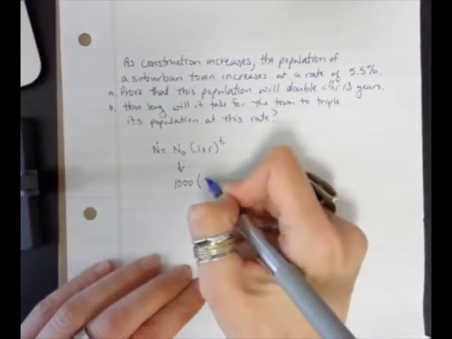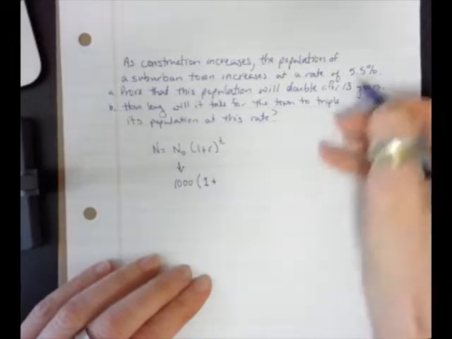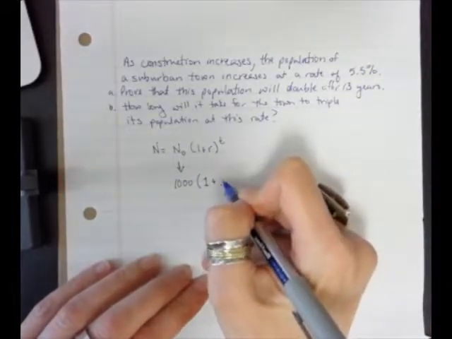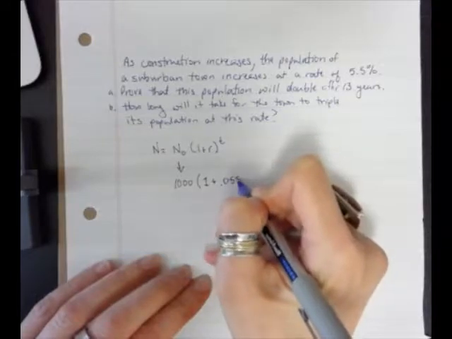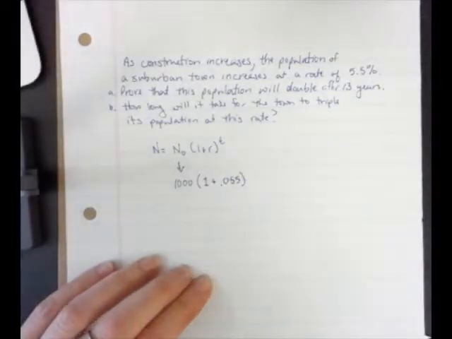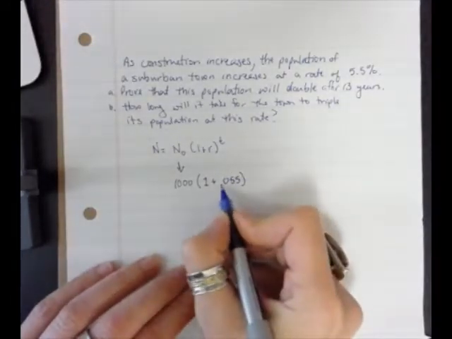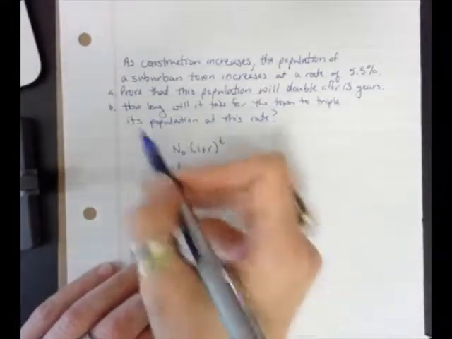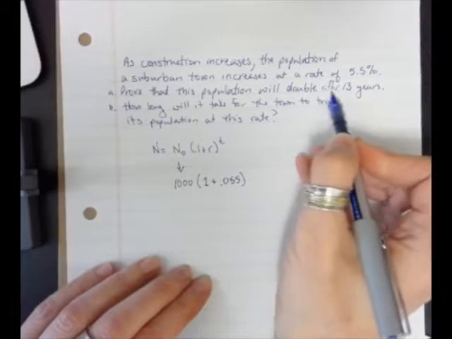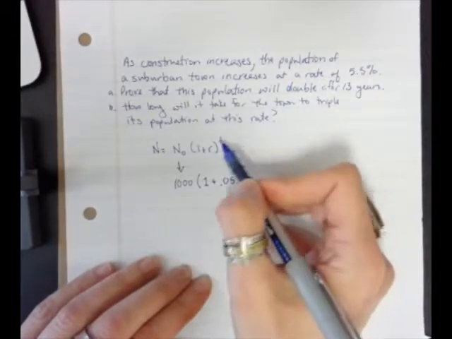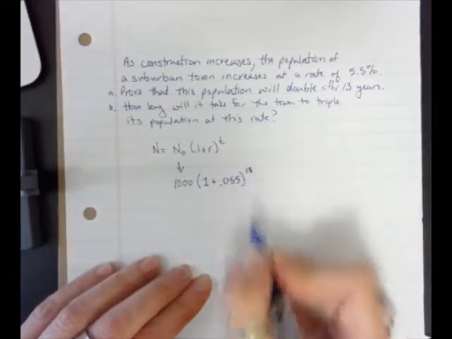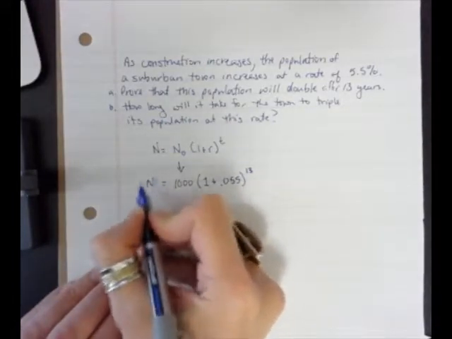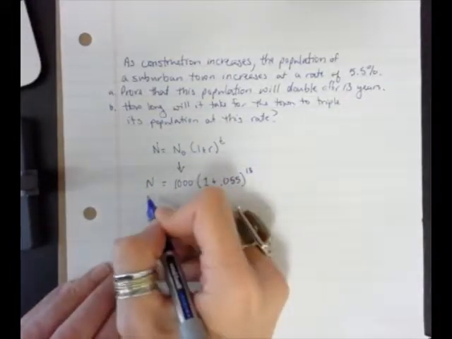1 plus, how do we write 5.5% in decimal form? We write it 0.055, because that's 5.5%. If I multiplied this by 100, it would be 5.5%. Okay? So prove that this population will double after 13 years. I know the t, so I'm going to put a 13 up there. So this is my question: in order to prove this, this number has to be 2,000 or greater.